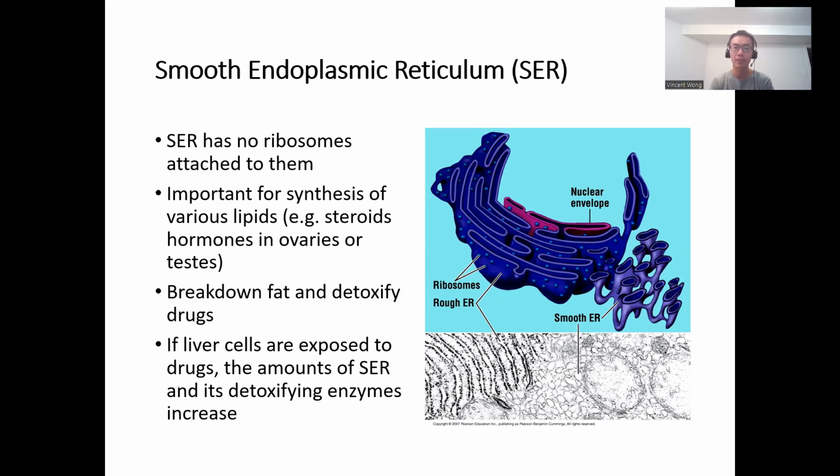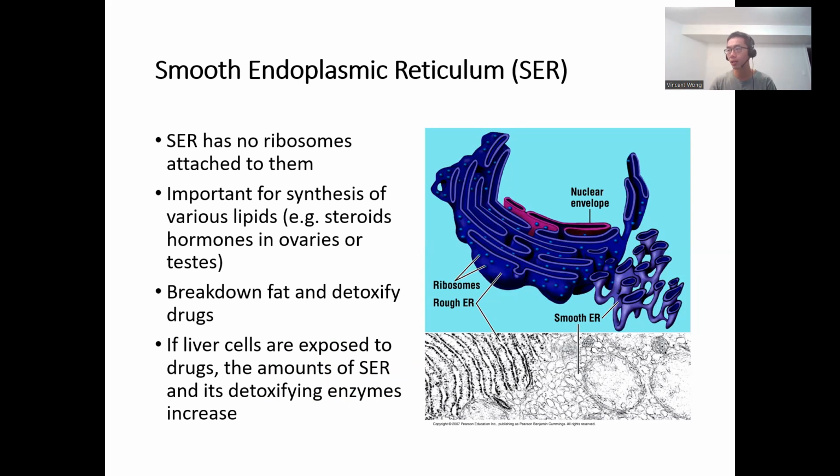Another function of the smooth ER is to break down fat and help detoxify drugs. So if you are on some kind of medication, antibiotics, for example, then you need to break them down. You need to metabolize them. That would be a function that takes place in the liver. So when you are on the drug, the liver cell can increase the amount of smooth ER as well as the detoxifying enzymes that are associated with it to cope with the presence of the drug.